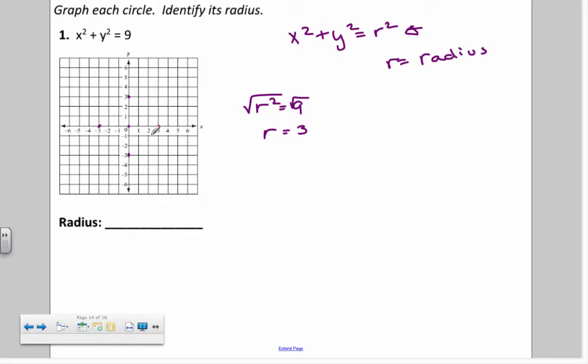Please forgive my circle for being not so round. So I know that the radius was 3 for my circle that was started at the origin, or the center is at the origin, 0, 0. Okay, let's take a look at another problem.